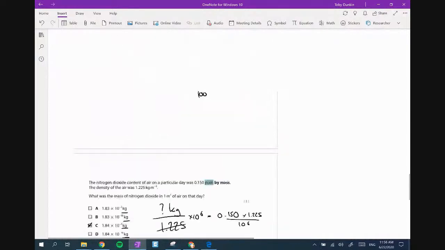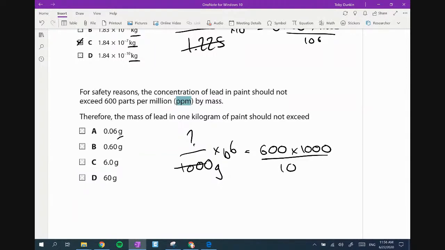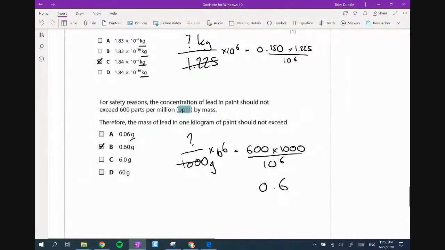Last question? Yes. Next, for safety reasons, the concentration of lead paint should not exceed this. Therefore, the mass of lead in 1 kilogram of paint, right, and they want it in grams. So question mark over 1,000 grams times 10 to the 6 gives me 600 parts per million. So multiply it by 1,000 divided by 10 to the 6, which gives me 0.6 grams. We're done. Finished.